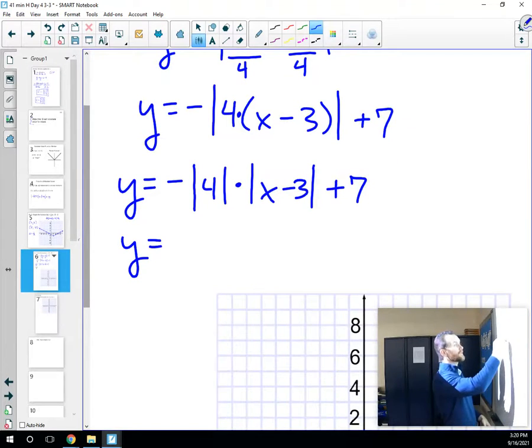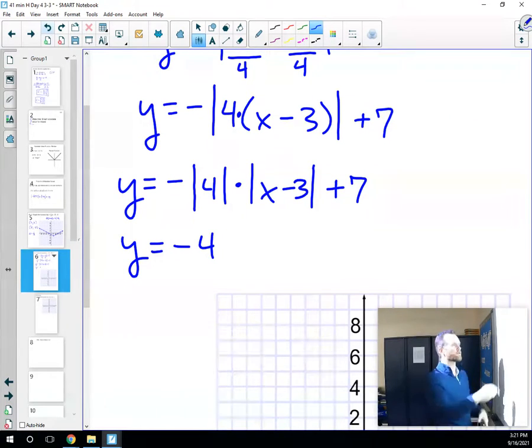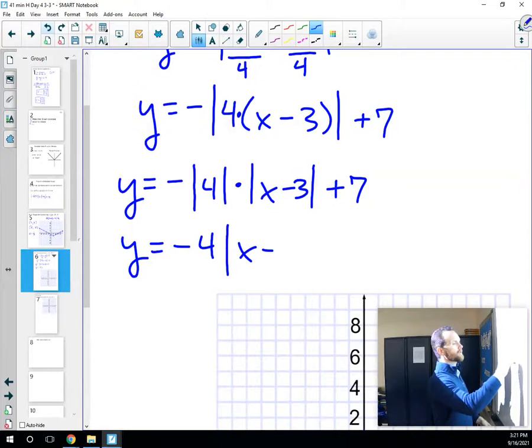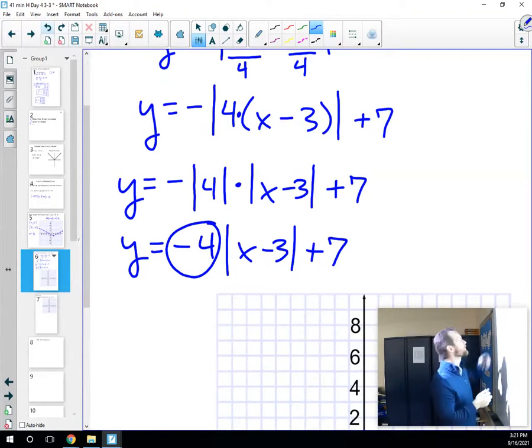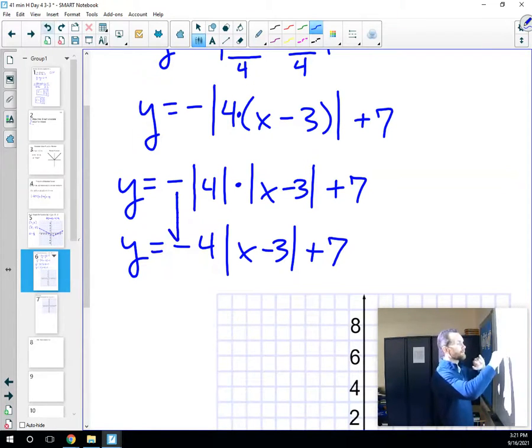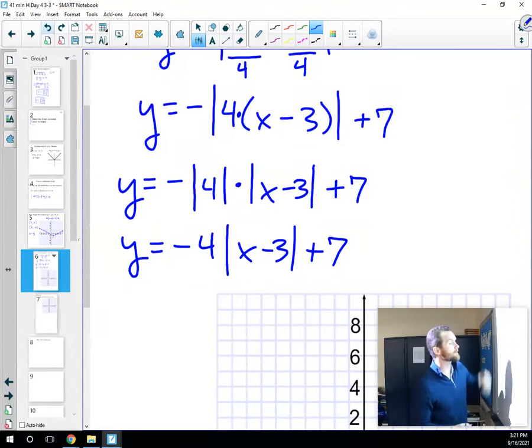So y equals, this negative comes down, and the absolute value of 4 is 4. So we get a negative 4 there, times x minus 3 plus 7. Now, don't make this mistake, ladies and gentlemen. I'm really worried someone's thinking, well, wait a minute, if the absolute value of 4 is positive 4, how did we get a negative 4? Remember, the negative didn't come from the absolute value. It came from that negative that's been sitting in front the entire time.